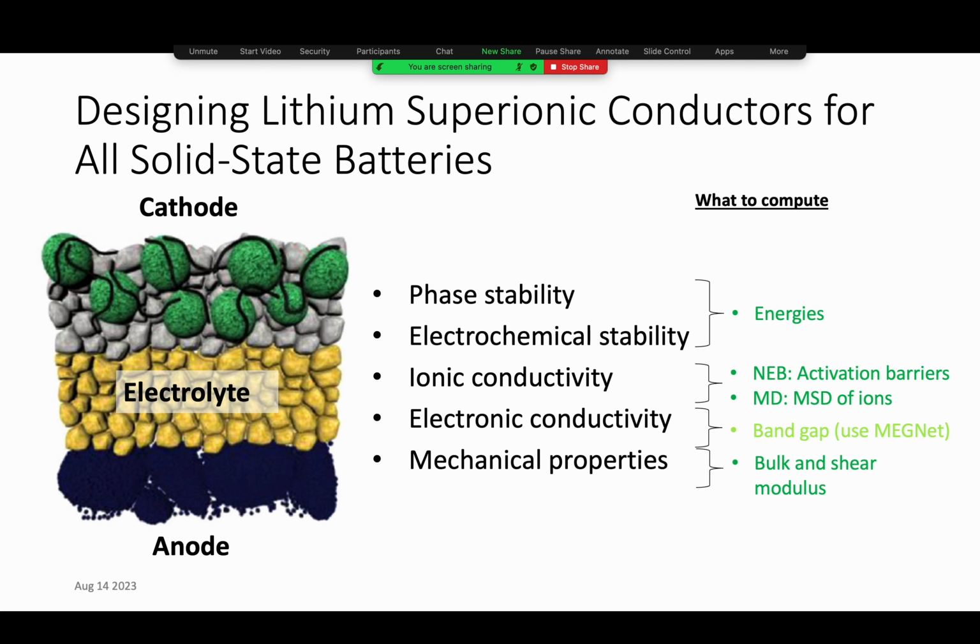So phase stability and electrochemical stability, you just need the energies. Ionic conductivity, you can run MD. Electronic conductivity, which requires calculating the band gap, is the only thing that you can't get from just the potential energy surface alone, okay? So for that you actually need to use a material to property model. And bulk and shear modulus, as I showed, you can actually just do a dynamic simulation of the material, okay?